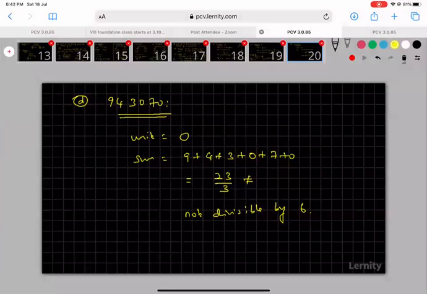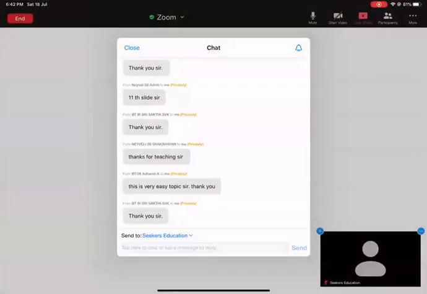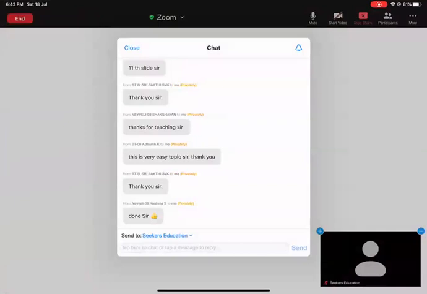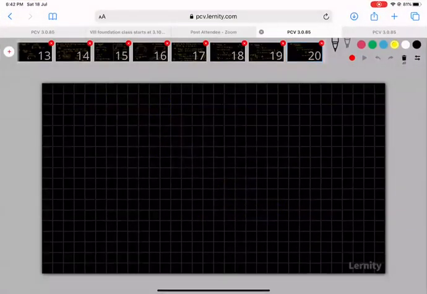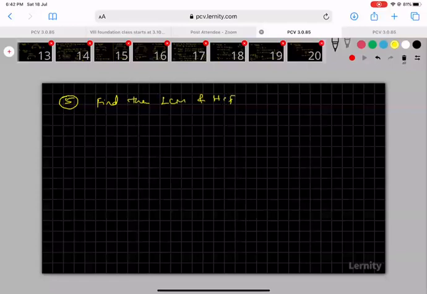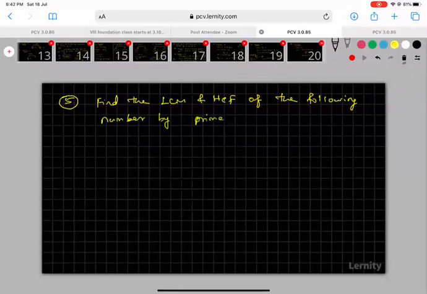So 5 minutes is there. Only one problem I will do. Okay, so you see, this is very easy. Problem number 5. Find the LCM and HCF of the following numbers by prime factorization. Prime factorization, this is very easy.